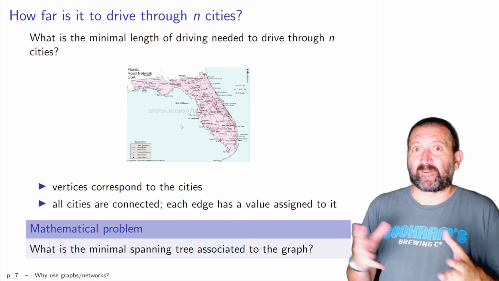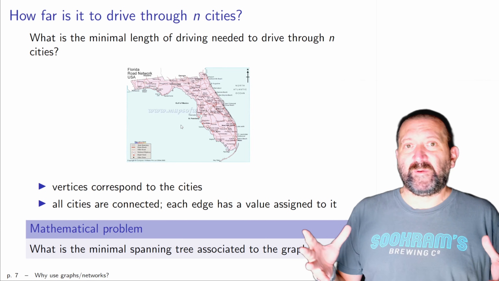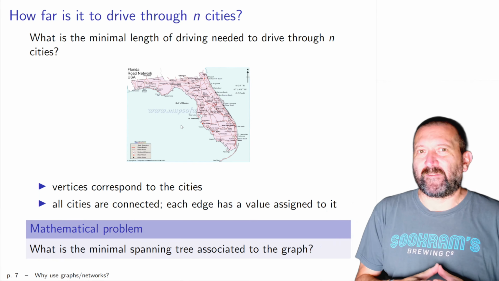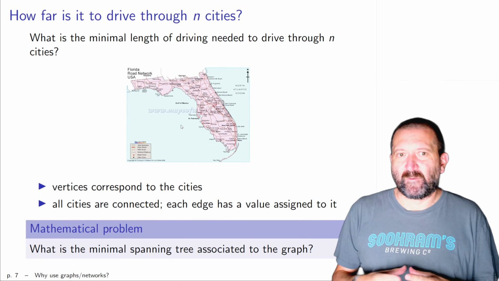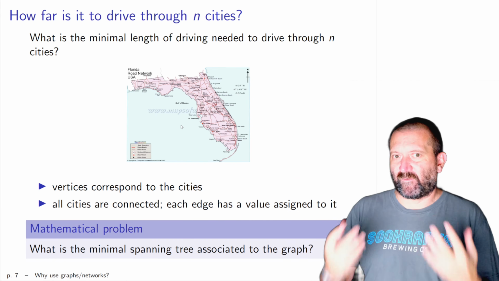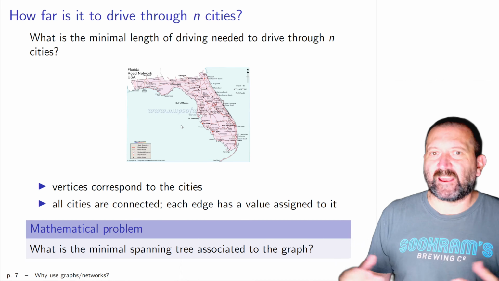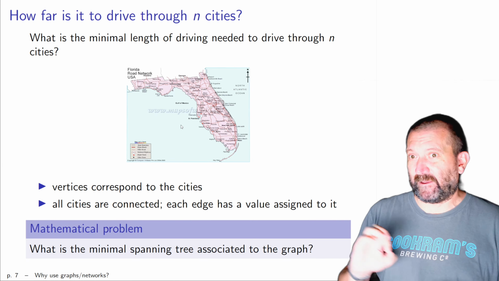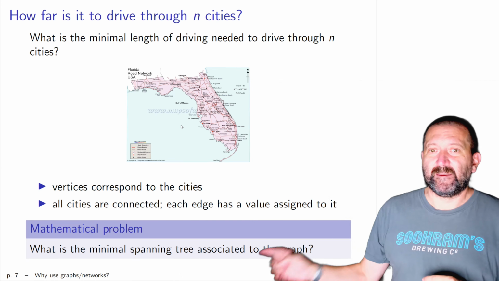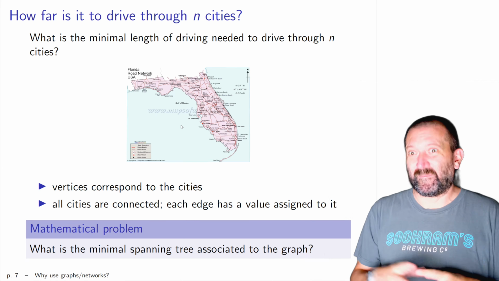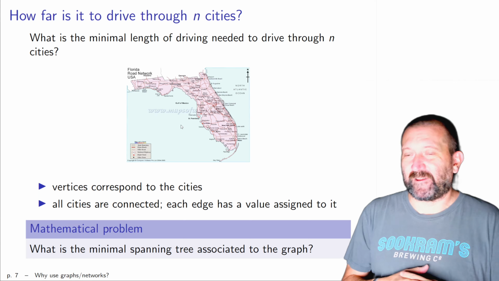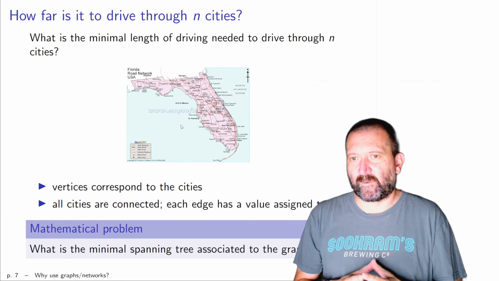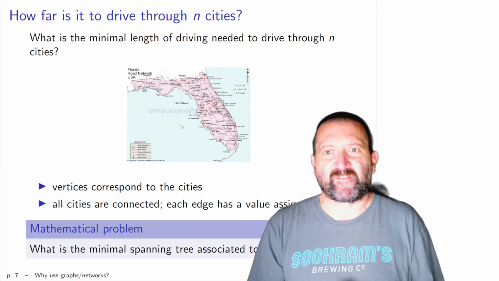Another question we might ask about the same type of problem would be, okay, how long will it take, or how many kilometers will it take me to drive through a certain number of cities? So again, in that case, the vertices will correspond to cities. The cities are connected. We put a value on the edges. In this case, it's going to be the kilometers between the cities. And in that case, we'd ask, and we'll come back to that, what is the minimal spanning tree associated to the graph? Okay, so these are three examples that sort of motivate a little bit of what we're going to look into for the next little while.